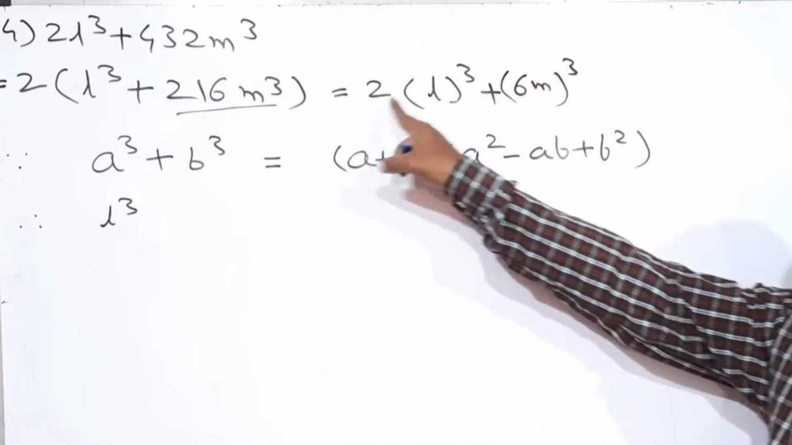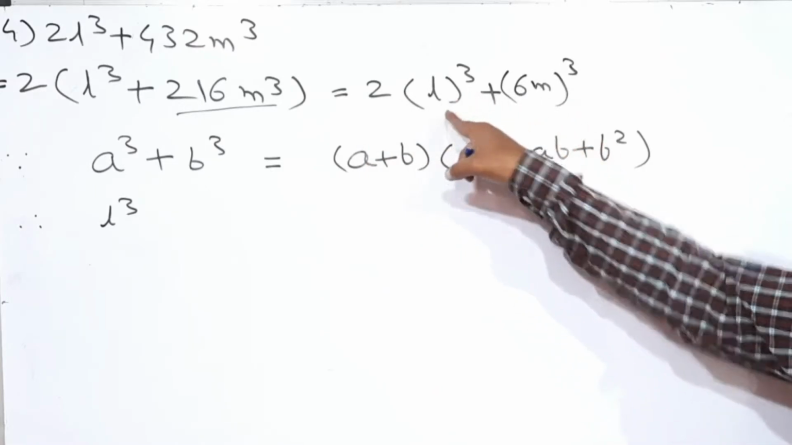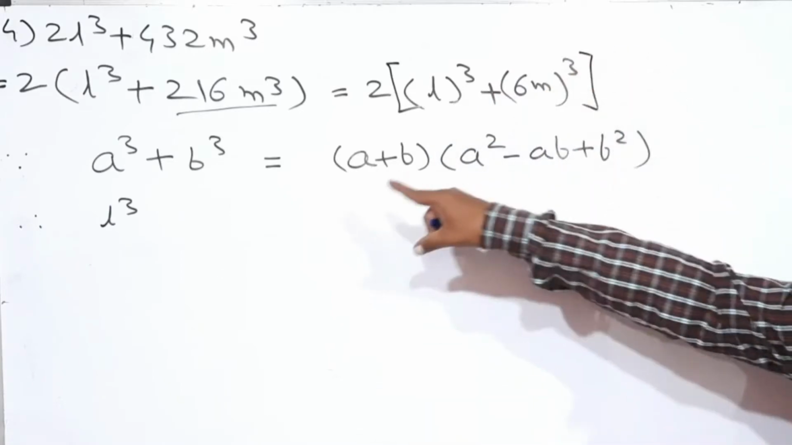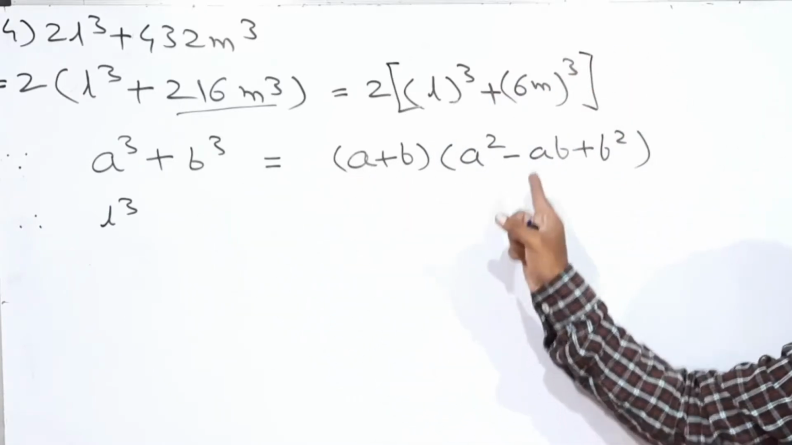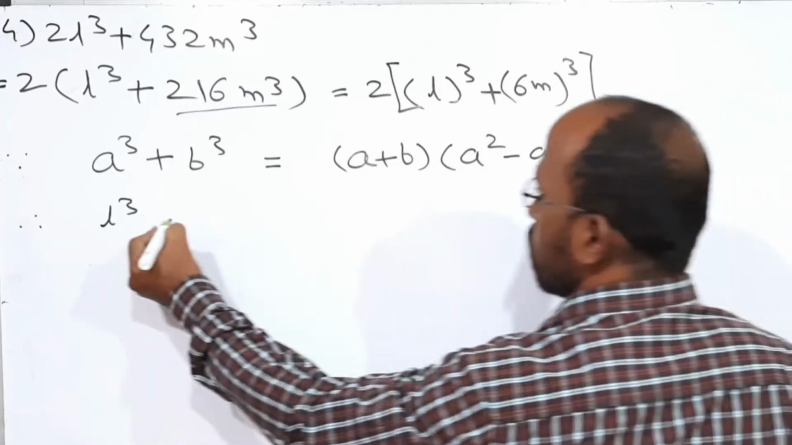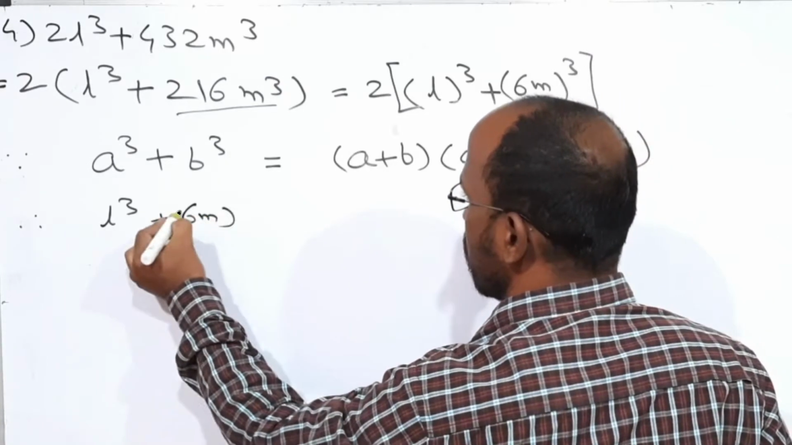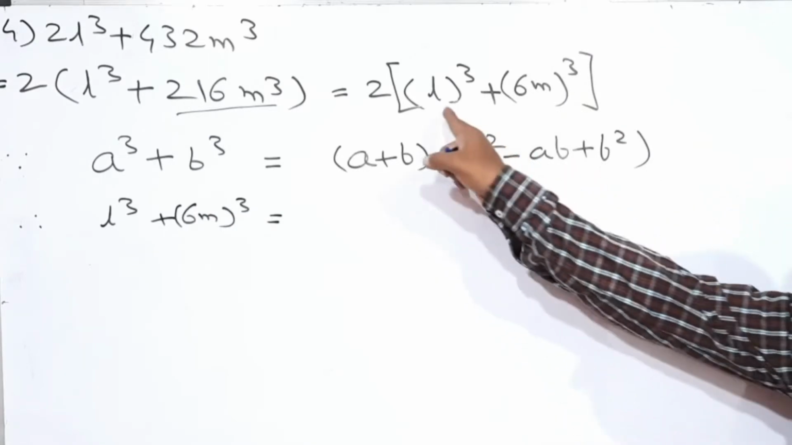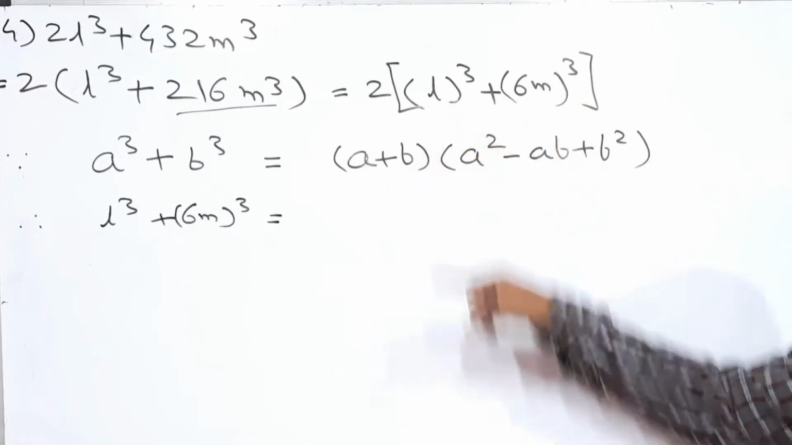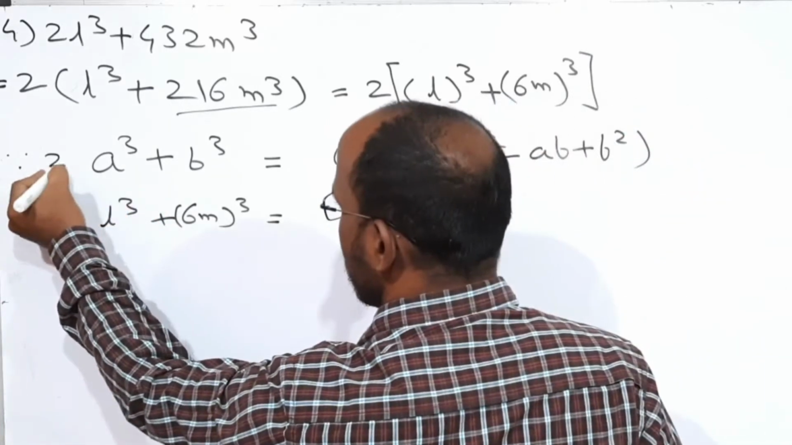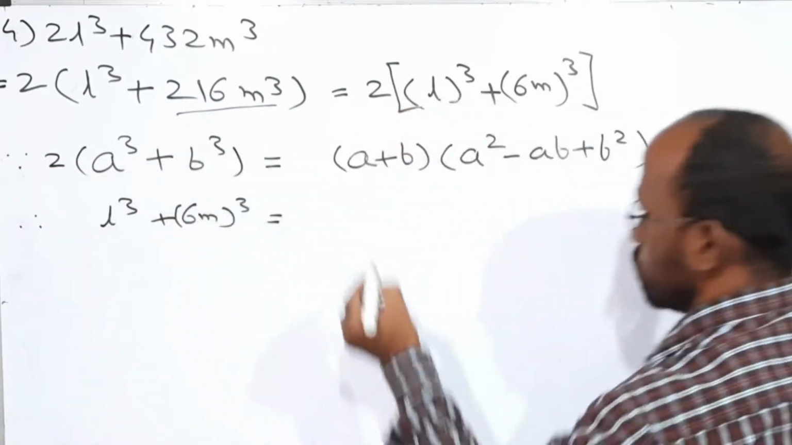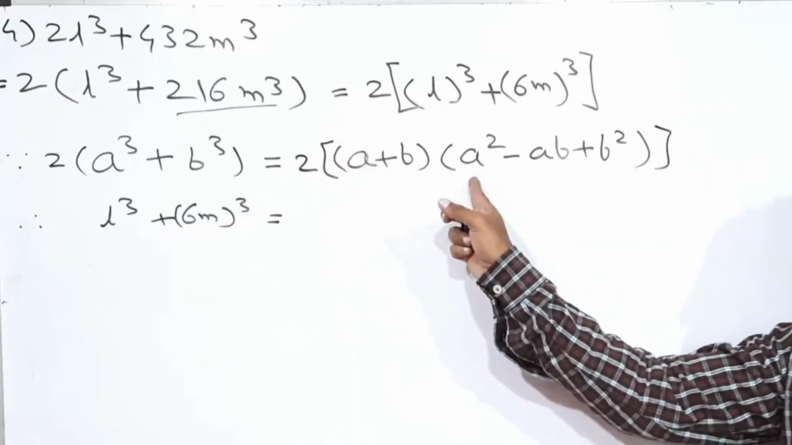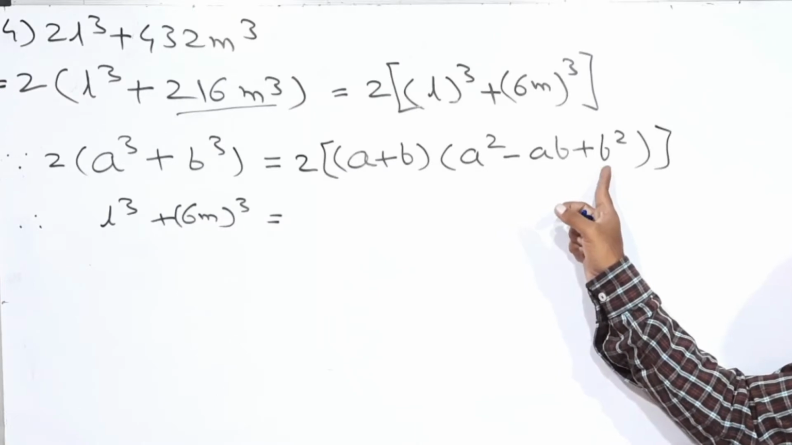And by this 2, we are multiplying both of the terms, not only l. So we have to enclose both of the terms within bracket. So a cube plus b cube is equal to this. Therefore, l cube plus 6m cube is equal to what? That we can easily write, but students, here we have to multiply this l cube plus m cube. So can we say that 2 multiplied by a cube plus b cube is equal to 2 multiplied by this expression, a plus b into a square minus ab plus b square, right?